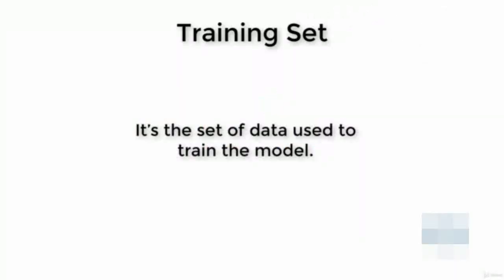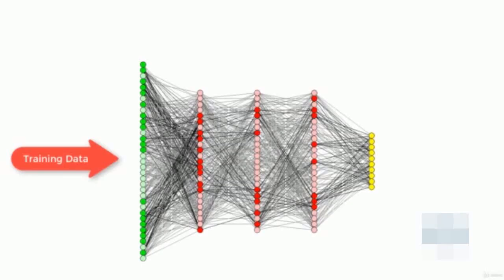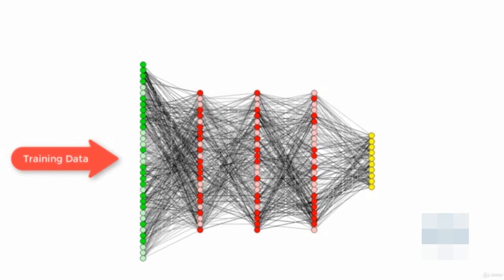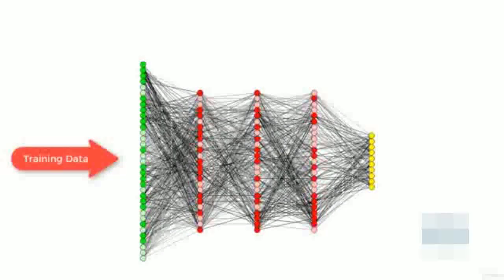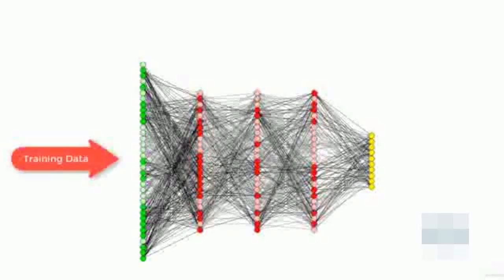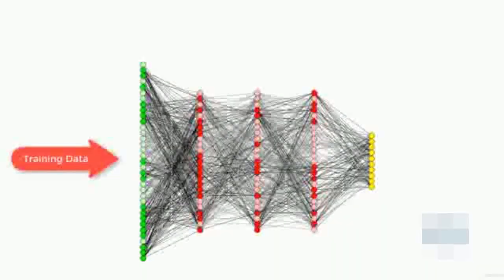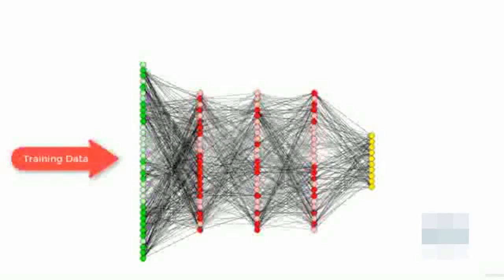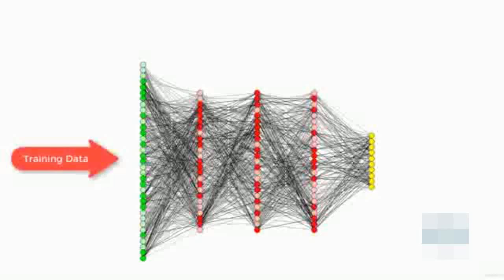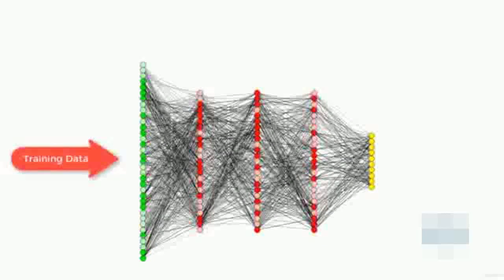In the previous videos, we saw that an epoch is one iteration of training a neural network with the available dataset. So during each epoch, our model will be trained over and over again on this same data in our training set, and it will continue to learn about the features of this data. The hope with this is that later we can deploy our model and have it accurately predict on new data that it has never seen before. It will be making these predictions based on what it has learned about the training data.